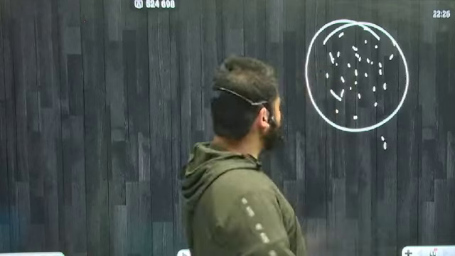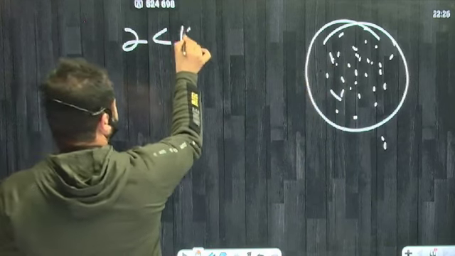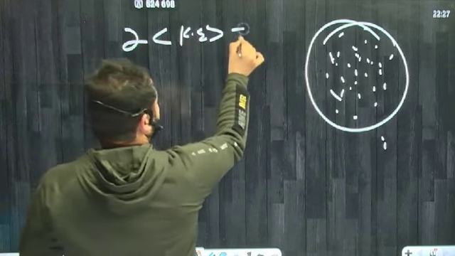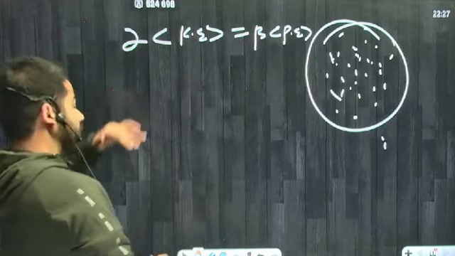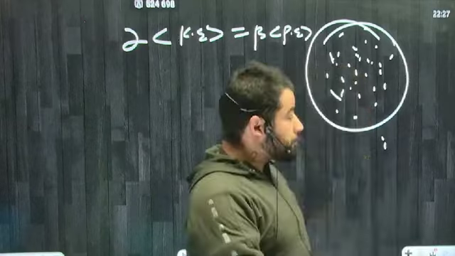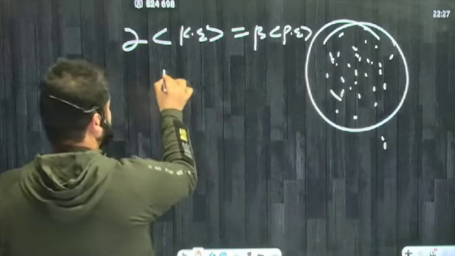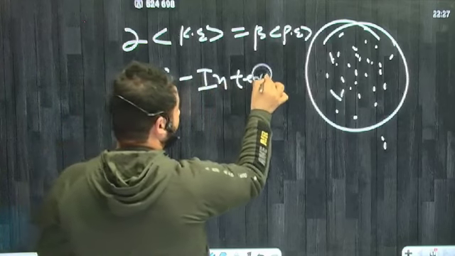So here I will write down the equation first. 2 times the average of kinetic energy is equal to beta times the average of potential energy. Now, if I look at this equation, beta is the only strange parameter here, so this beta I can call the interaction parameter, right?